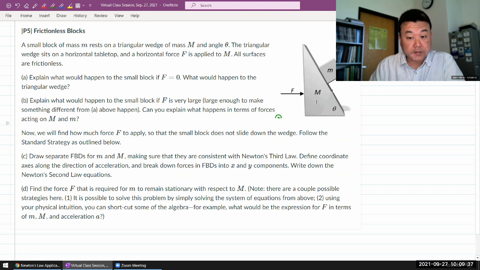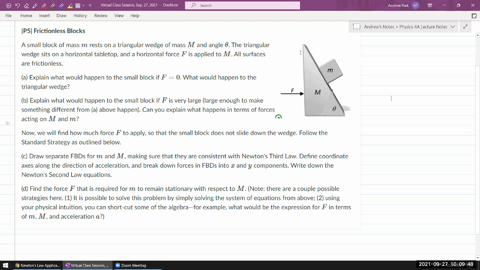You have two blocks that can potentially move relative to each other. I think it says, all surfaces are frictionless. So I have a ramp of mass m that's sitting on a tabletop. And unlike a usual circumstance, this is free to slide. And I have a block of mass m that's sitting on top of it.